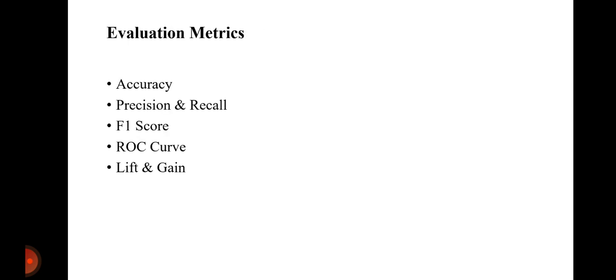The evaluation metrics that we have here: for our trained model, we should know whether it satisfies the requirements. To measure our performance, these upcoming evaluation metrics are used here. That is accuracy, precision and recall, and F1 score. By using all these factors, we can measure the performance of the trained model.